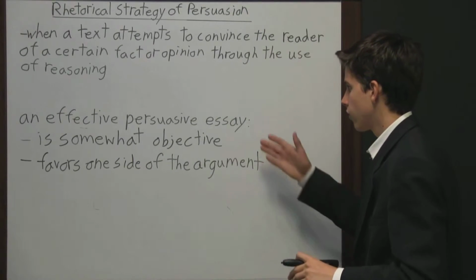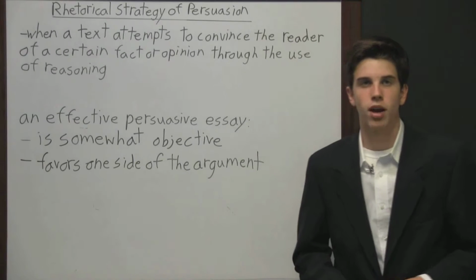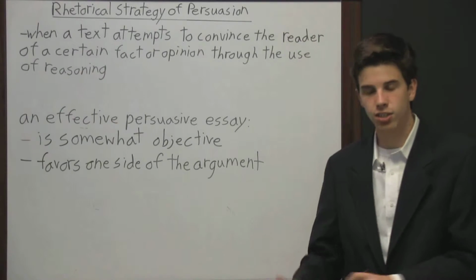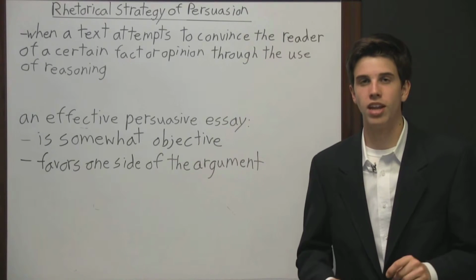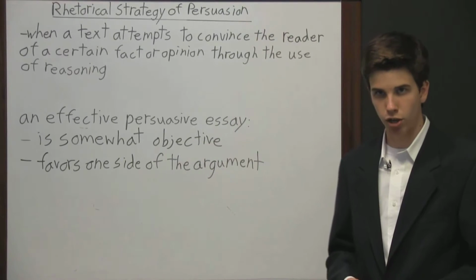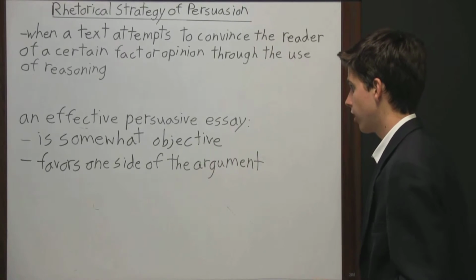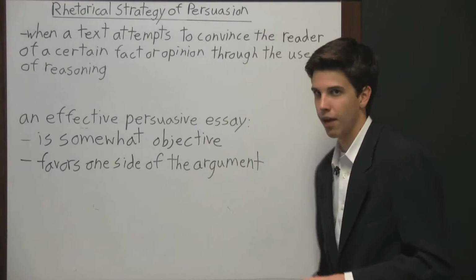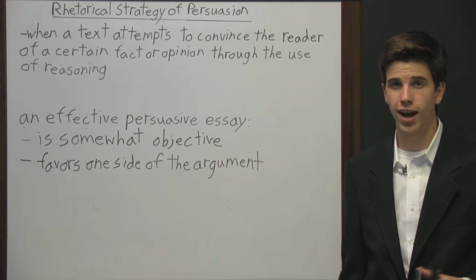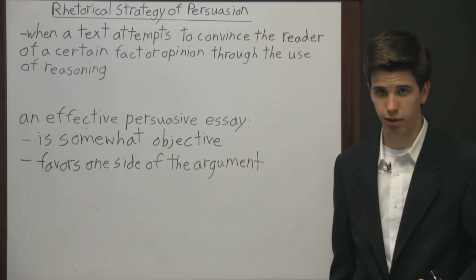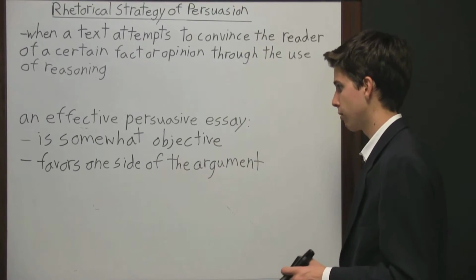Now, the reason a writer needs to be somewhat objective is that a persuasive essay that does not seriously and reasonably assess the arguments of the other side will not be able to convince an impartial and thoughtful reader. So that's why it's important to be somewhat objective. The essay can't be overly weighted to one side. The reader needs to feel that the writer weighed both sides of the argument and that they're giving facts from both sides of the argument.